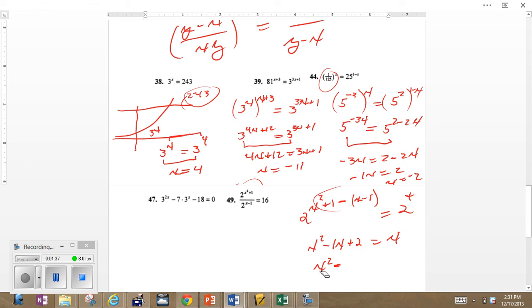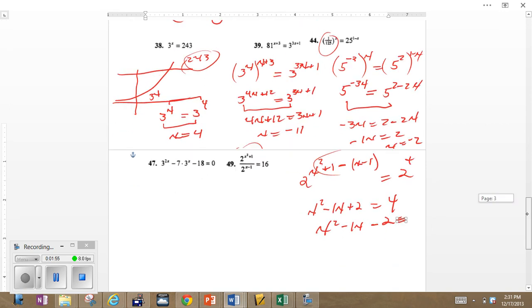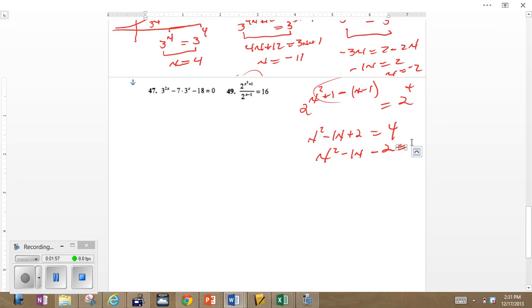Oh, here's the problem. This is not the power of x. I've been confusing myself. It's the power of 4. So there we go. Makes it a little simpler. Now you get x squared minus 1x minus 2 is equal to 0.